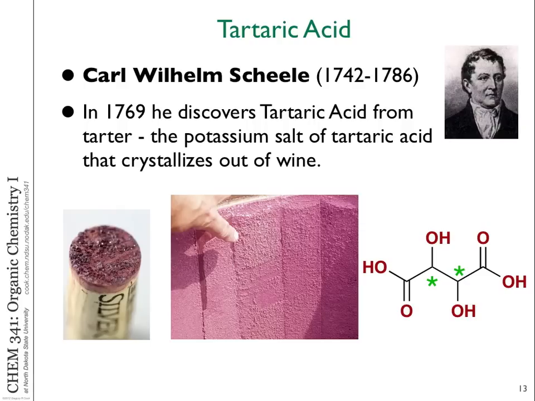Anyway, this molecule has two stereogenic carbons in it. This carbon in the middle has four different groups attached, the hydrogen that's not drawn here, and this, this, and this. And this carbon also is a stereogenic carbon. So that's a chiral molecule, or has the potential to be a chiral molecule.